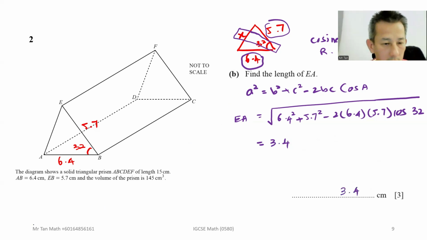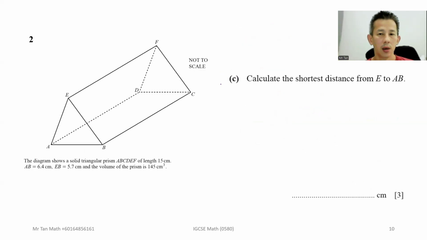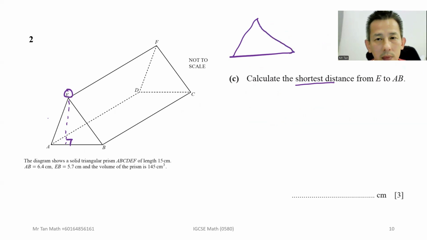C. B and C you can exchange, it's okay. B can be 6.4 or can be 5.7, not a big issue. But C, calculate the shortest distance. Okay, shortest distance from E to AB. So you need shortest distance, you need to form a 90 degrees. So just now we have 3.4. So you're dealing with another triangle. Shortest distance, 90 degrees. So this is 32. This is 5.7. This is 6.4. And this is 3.4.